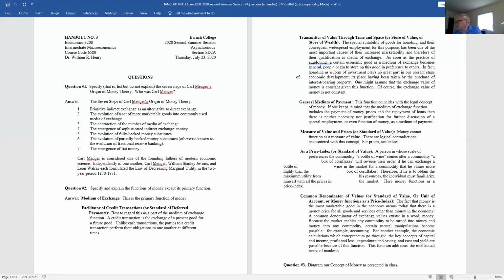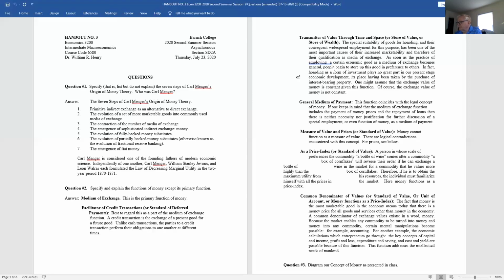A common denominator of exchange values exists in a word: money. All prices are expressed in terms of money. Because the market enables any commodity to be turned into money, and money into any commodity, certain mental manipulations become possible. For example, accounting. For another example, economic calculation, which entrepreneurs go through. And the key concepts of capital, income, profit and loss, expenditure, savings, cost, and yield are possible because of this function. These are the important concepts of accounting. So we say the function of money as a common denominator of values is really, really important.